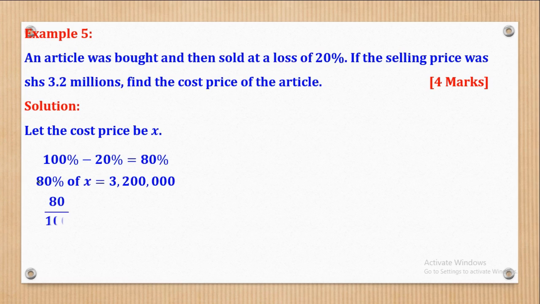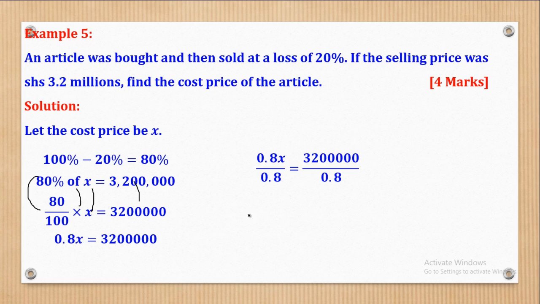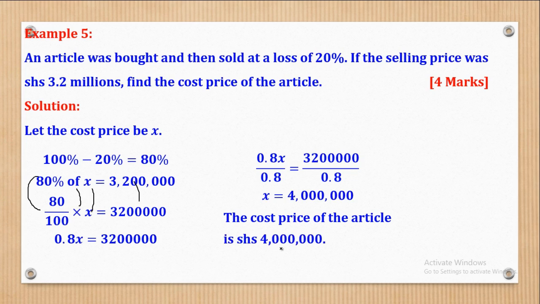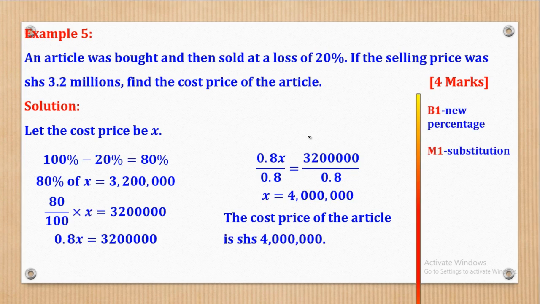When I substitute, 80% is 80 over 100 of, multiplication. X is there and this is there. Then when I simplify, I'll come up with 0.8x equal to 3.2 million. And when I divide by 0.8 both sides, I'll come up with x being equal to 4 million. Therefore the cost price of the article was shillings 4 million. And basically that's what they wanted, and now let's see how much can be awarded.